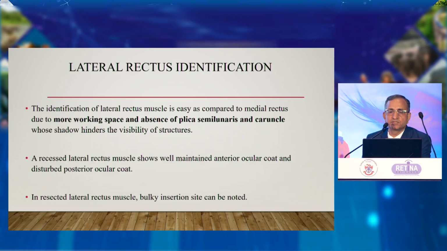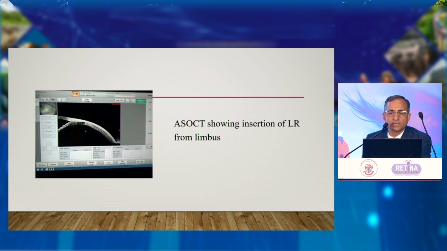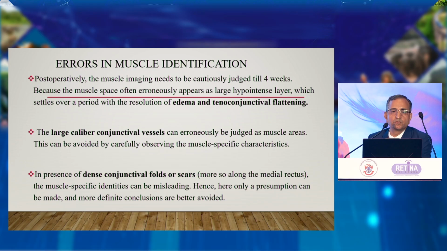Lateral rectus identification is easier because there is more working space and an absence of plica semilunaris and caruncle, which shadow the visibility of the structures. And this is the AS-OCT picture showing the insertion of the lateral rectus muscle from the limbus. So there could be errors in muscle identification.